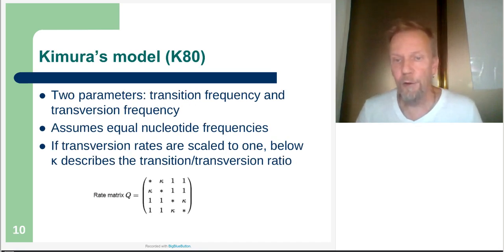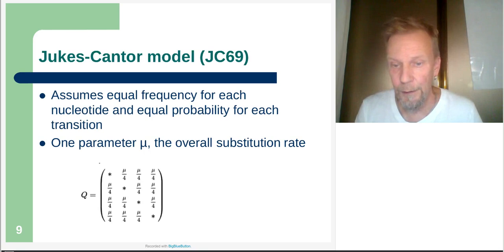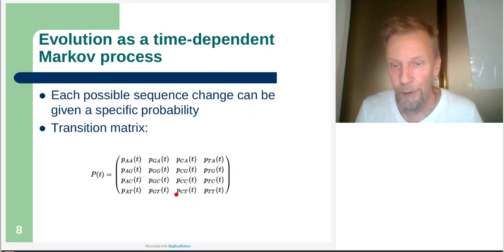But then if you assume that transition frequencies are larger, we can have a parameter kappa, which is the ratio of transitions and transversions, which would be larger than 1, and we just set the transversion rates to 1 and the transitions to kappa. So these are the CT and AG changes. Just going back here, so you can see that CT changes are here and AG changes are there.